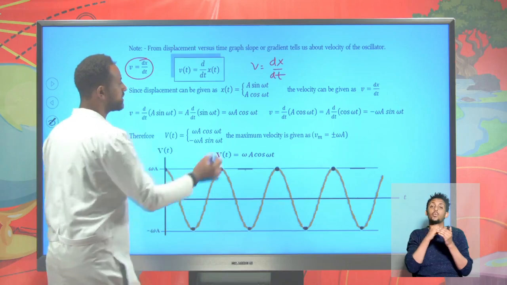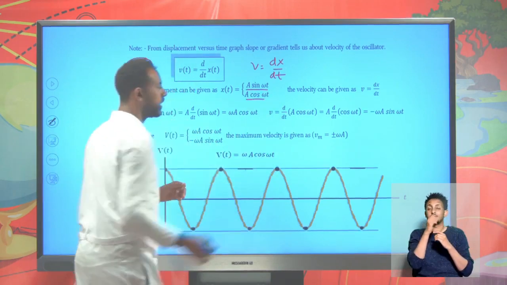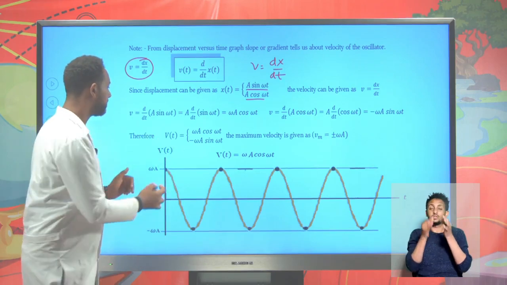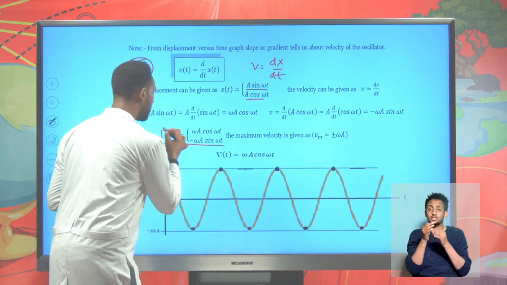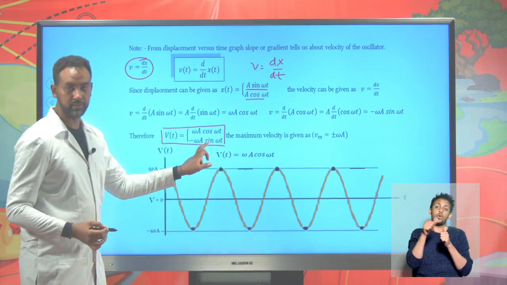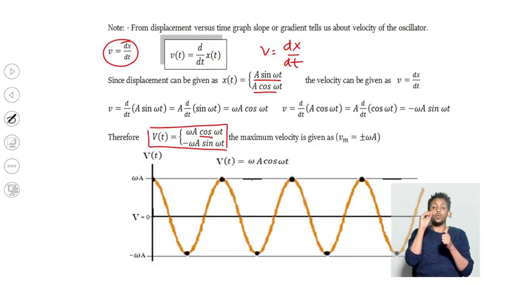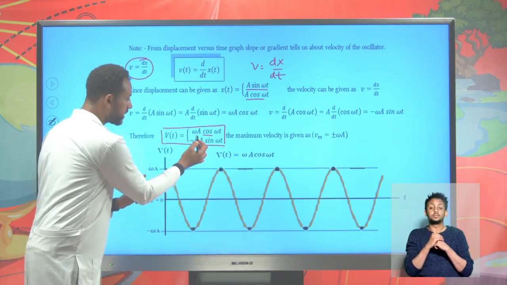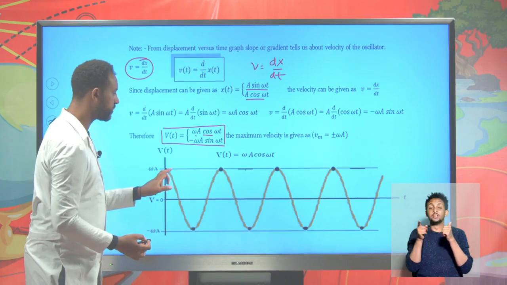We have two displacement functions, a sine omega t and a cos omega t. When you differentiate these, you can find a velocity expression as omega a cos omega t, or the negative of omega a sine omega t. Again, when it is cos, it starts from the amplitude. It might be from positive or negative amplitude.